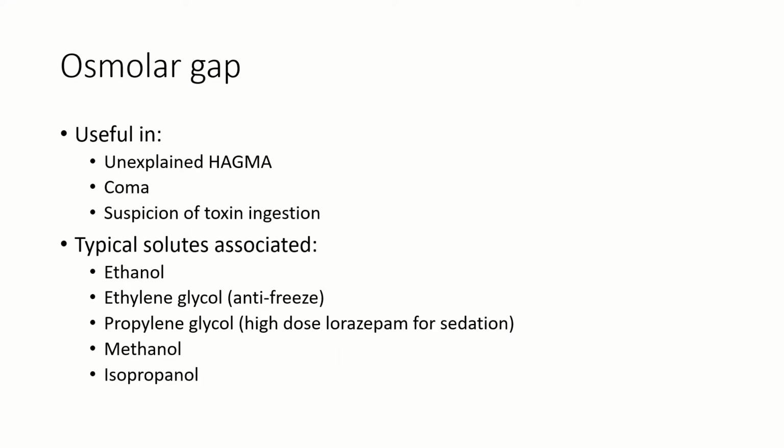Osmolar gap. So we already talked about the formula for osmolar gap. It is measured osmolarity minus calculated osmolarity, right? This is useful in unexplained high anion gap metabolic acidosis, in cases of coma, and in cases of suspicion of toxic ingestion. So typical solutes associated with high osmolar gap are ethanol, ethylene glycol, propylene glycol, methanol, and isopropanol.